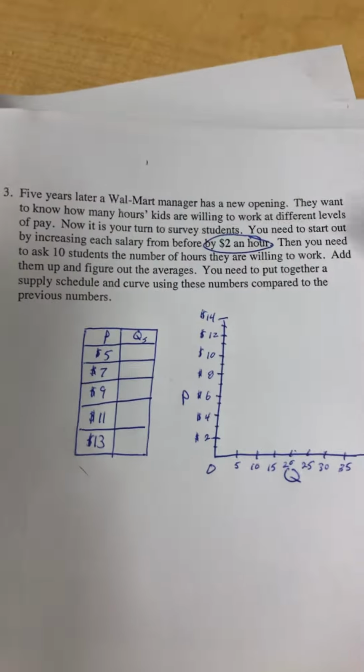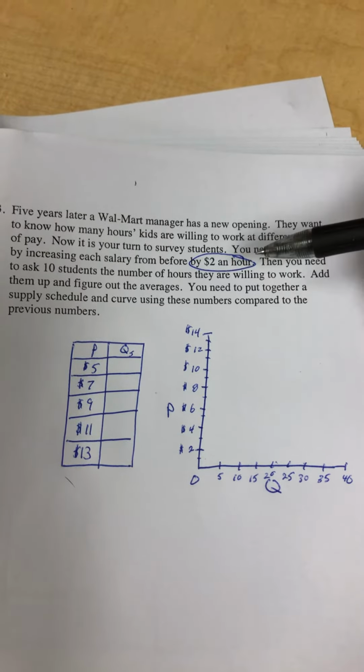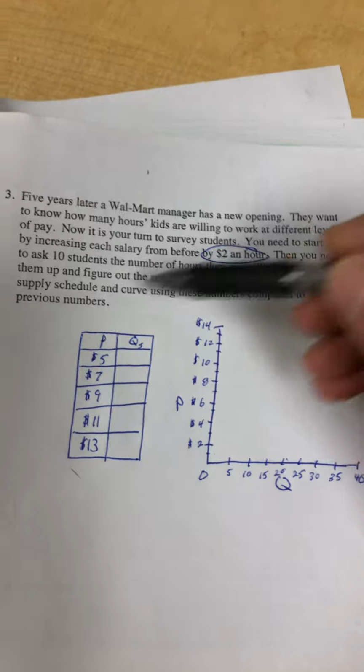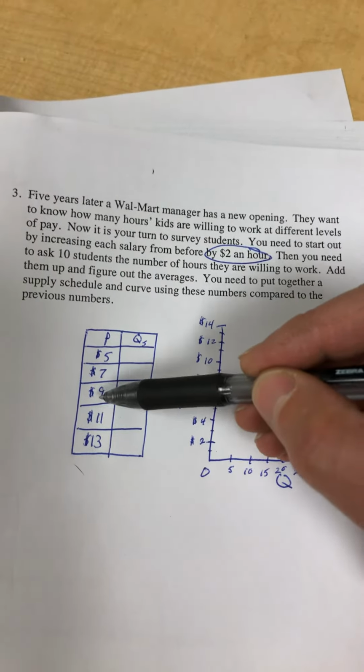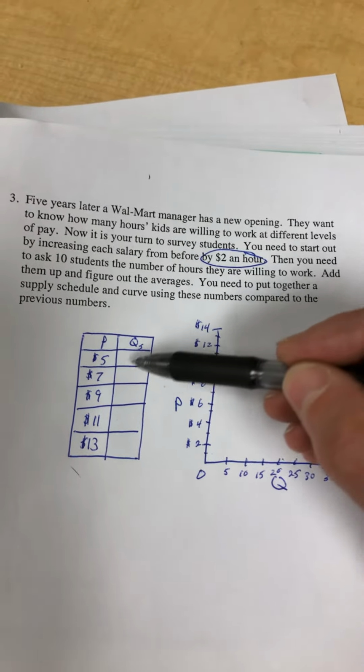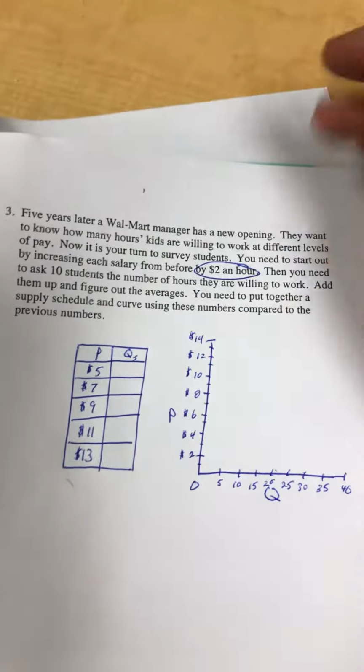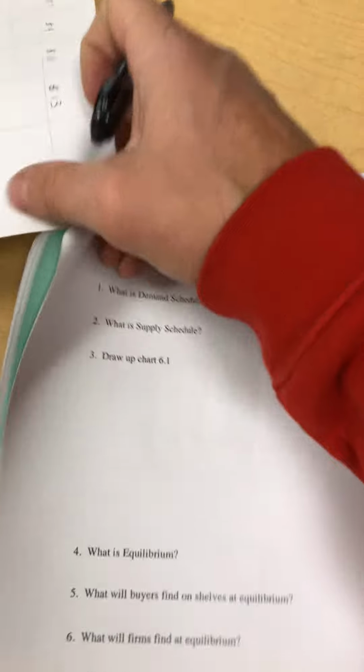Next one, it says Walmart has a new opening. They want you to collect data, but you have to increase your prices by $2 an hour. That's why I put 5, 7, 9, 11, and 13. Now you have to find out what the averages are and then chart it. How do you find out what the averages are? You have to ask 10 people.